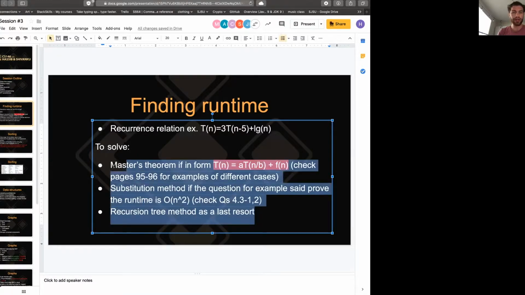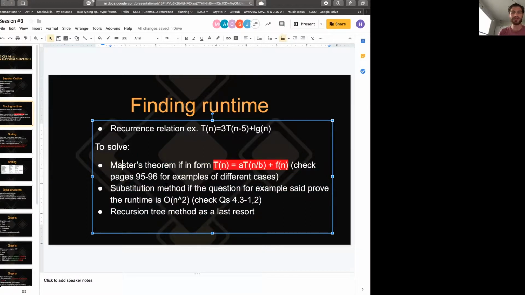So again, our logic for finding the runtime is, I'm going to see if it fits master's theorem first. If it doesn't, I'm going to take a look at the question. Does it tell me to prove it's big O of something? That means I'm going to give the substitution method a try. If that's not the case, my only option is the recursion tree. Okay, so that's almost everything about finding runtime.